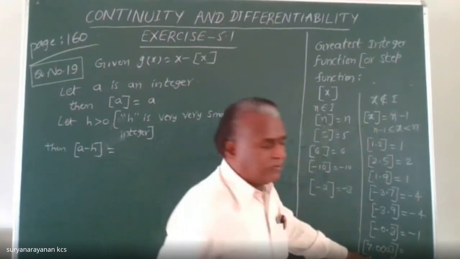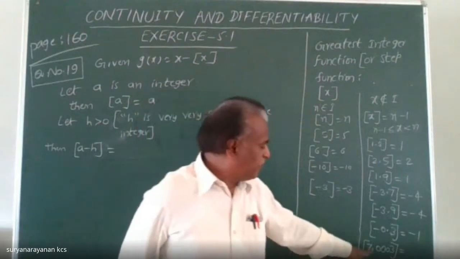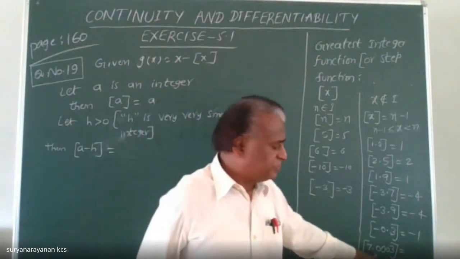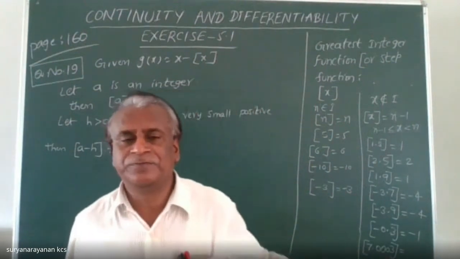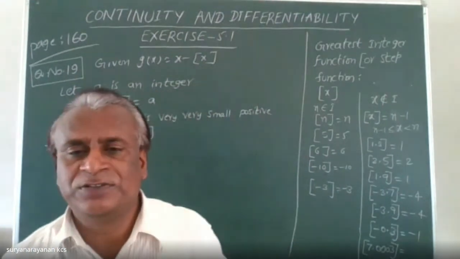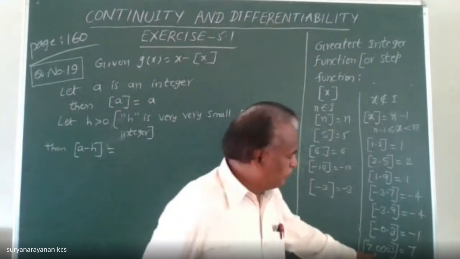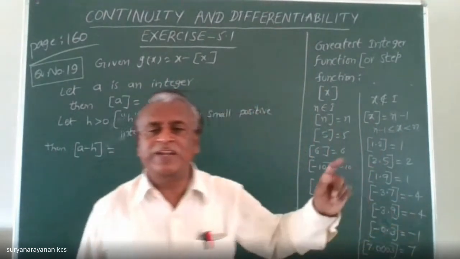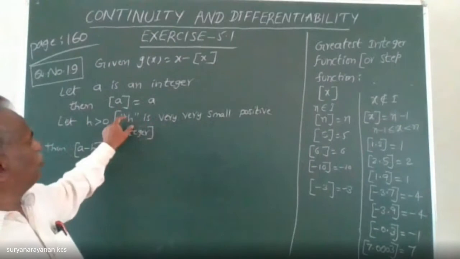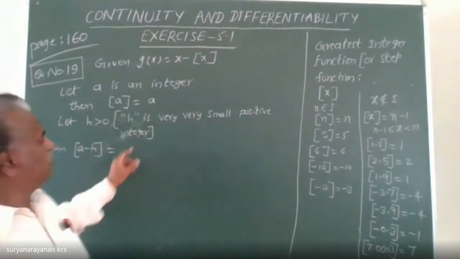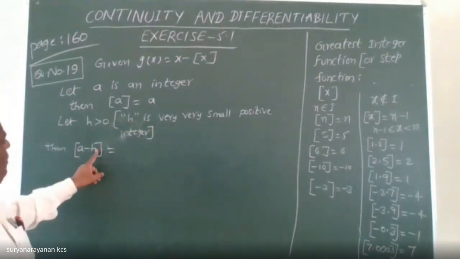Can you tell me the value of this function? Step of 7.0003. What is the value of that function? 7, sir. 7 only, that's all. Here 0.003 is said to be h.